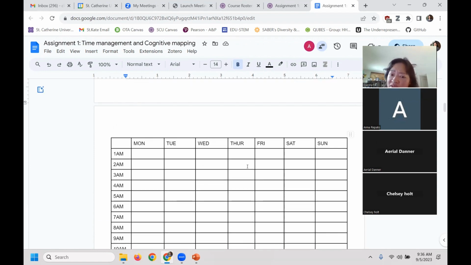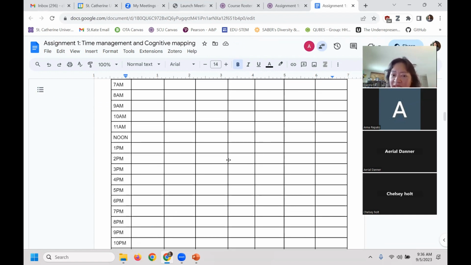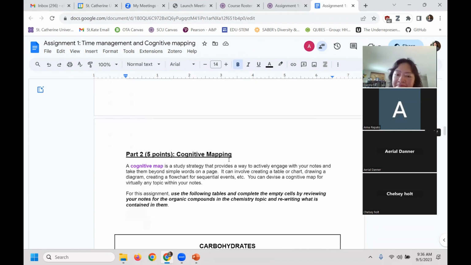So this is more for students to make sure you have a weekly schedule in terms of setting aside solid time to study for this course, because this course is intense. It's a lot of information, okay?